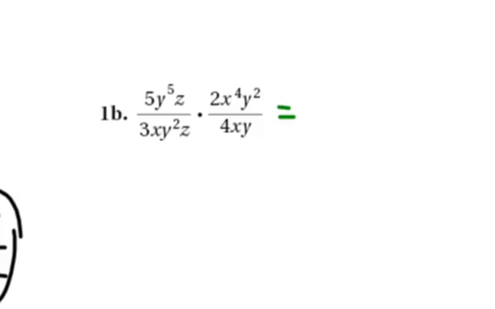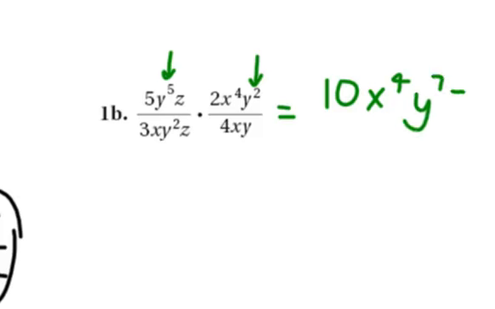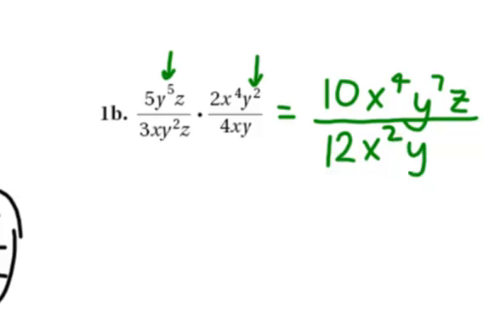So on the top, if I multiply my numbers together, I get 10. I only have 4 x's, and then I have y to the 5th times y squared. And remember, you got to add your exponents. So I end up with y to the 7th, and then just 1z. And then in the denominator, if I simplify, I get 12 x squared y cubed z.